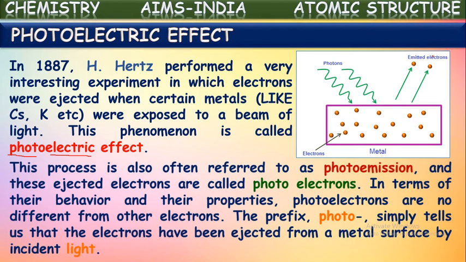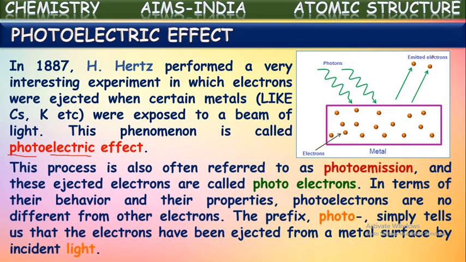This process is also often referred to as photoemission, means emission of electrons with the light. When light strikes the metal surface, that metal releases or emits certain electrons. This is also known as photoemission. And these ejected electrons are called photoelectrons. In terms of their behavior and their properties, photoelectrons are no different from the other electrons. Yes, actually, as these electrons are ejected by the effect of light, these are called photoelectrons. Even though they are called photoelectrons, there is no difference between the normal electrons and these electrons.